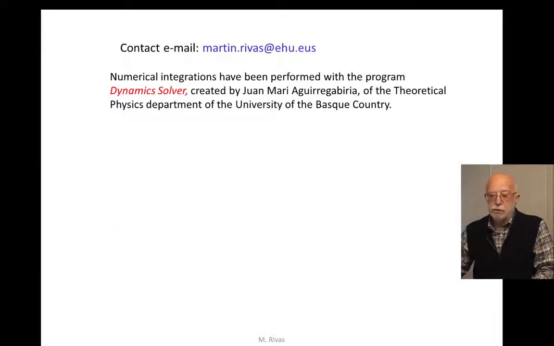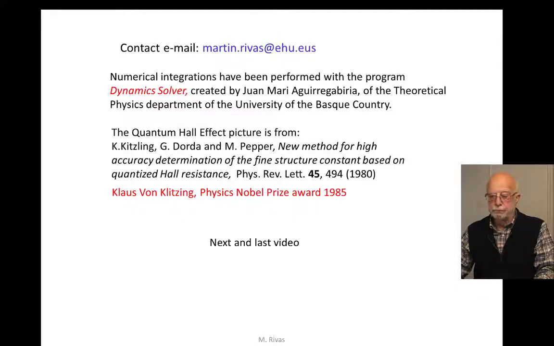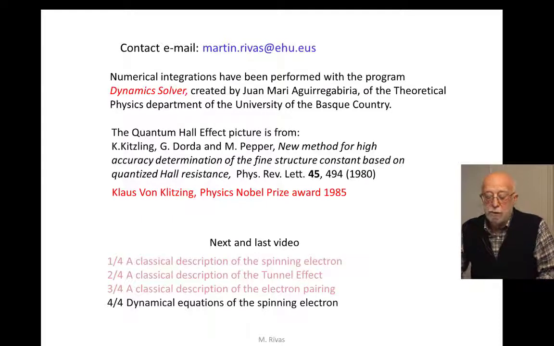The numerical integration has been performed with this dynamic solver computer program, and that picture of the quantum Hall effect was taken from this physical review paper of 1980. In 1985, Klaus von Klitzing was awarded the Physics Nobel Prize for the discovery of the integer quantum Hall effect. Now, just one lecture is left, and in the last one I will introduce the differential equations which are satisfied by this model of spinning electron. Thank you very much for your attention.